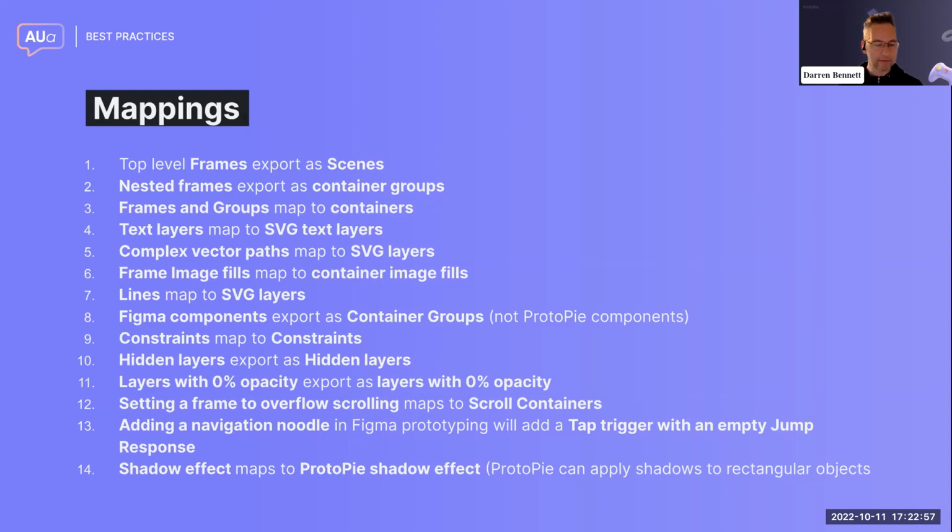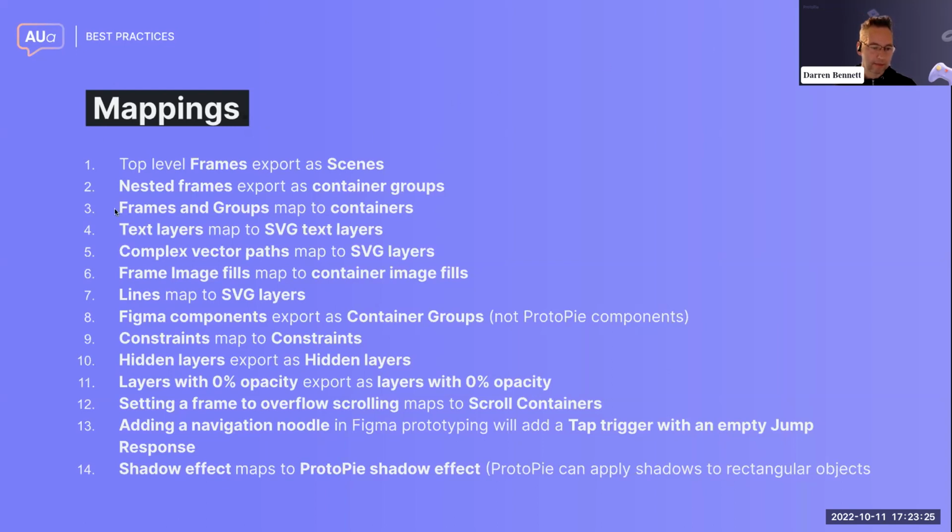Similarly, if you're adding any navigation noodles in prototyping mode in Figma, if you do happen to have a connection going from one frame to another, and you export one of those scenes into ProtoPie, it's going to add a trigger. It's going to add a tap trigger, and it's going to add a jump response. That jump response is going to be empty because obviously you haven't got the other scene in ProtoPie at that point. But it does start to lay down some of the triggers and responses for you.